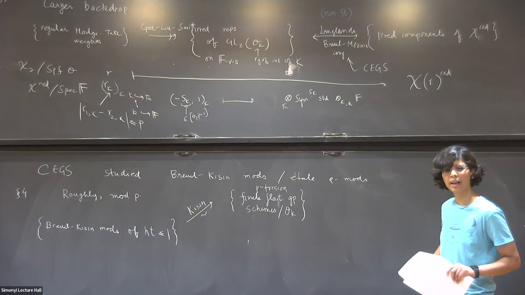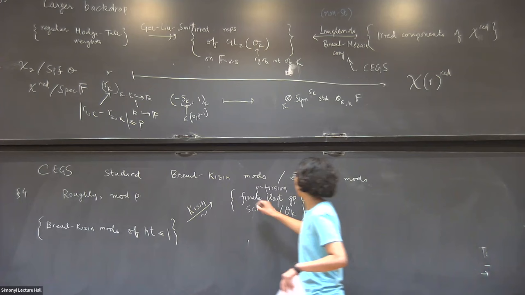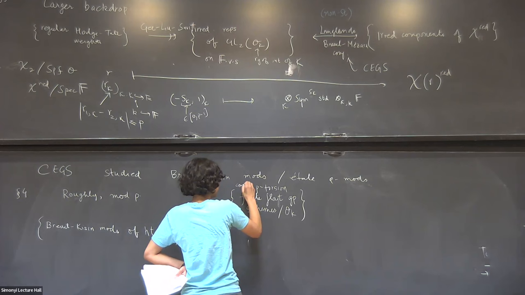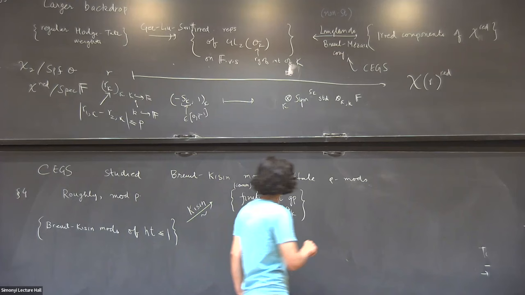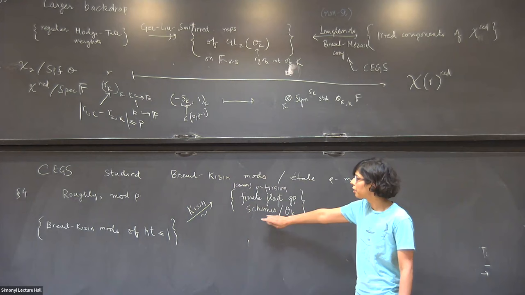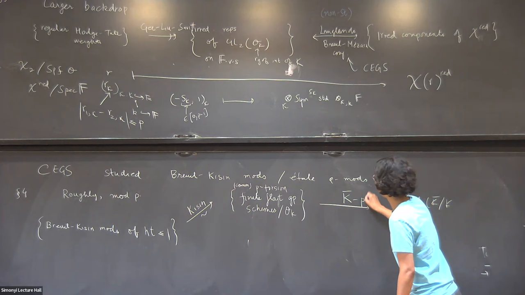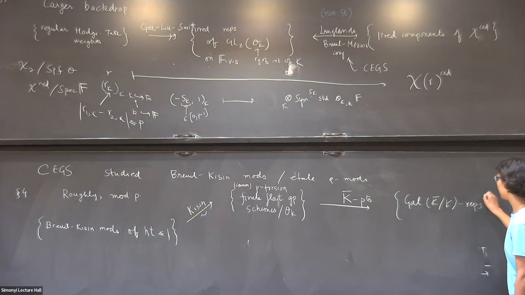I think they're commutative. You could take care of that. Yeah, you're right. I have to take a minute. Okay, so then you could take the k-bar points of this finite flat group scheme, which gives you a Galois representation out of it.